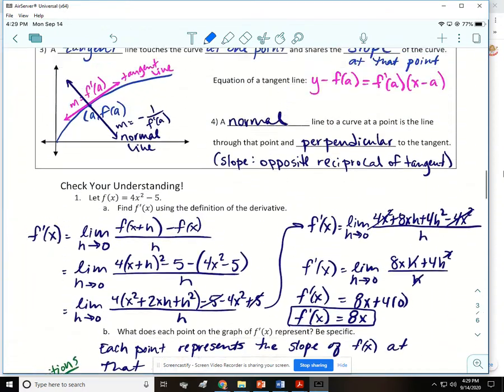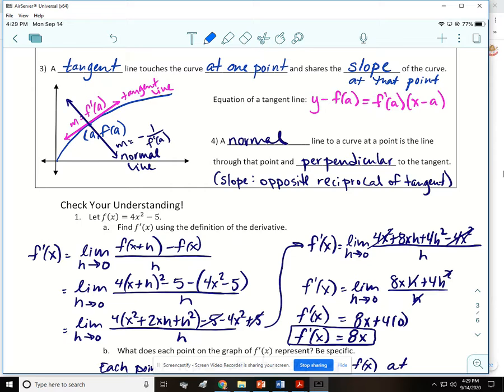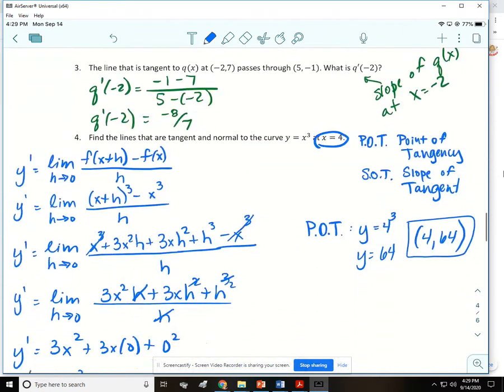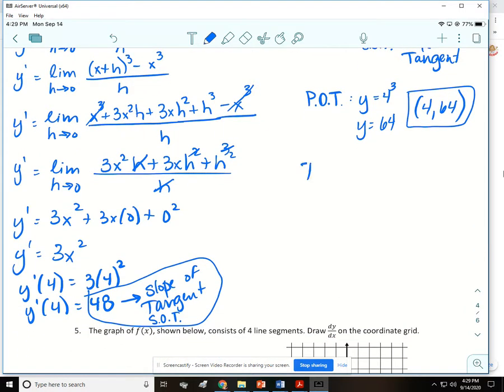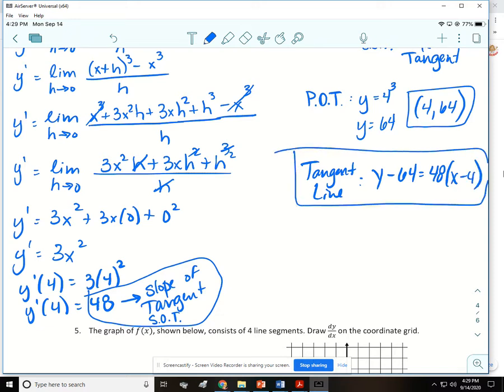Alright, so we wrote it up here. A lot of times this f of a is just called y1, and then the a is just called x1. So however you want to write it, we take y, subtract the y coordinate, equals the slope, which was 48, and then x, subtract the x coordinate. Boom, that's my tangent line. Don't do anything else to it. Leave it just like that.